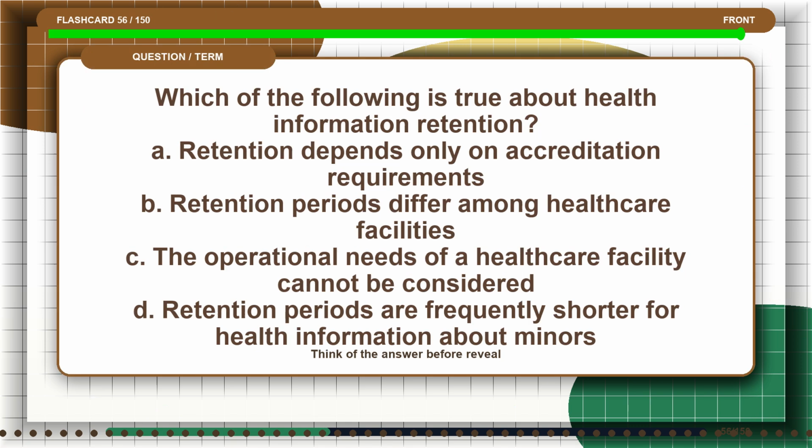Flashcard 56. Which of the following is true about health information retention? A. Retention depends only on accreditation requirements. B. Retention periods differ among healthcare facilities. C. The operational needs of a healthcare facility cannot be considered. D. Retention periods are frequently shorter for health information about minors. Think of the answer before the reveal.